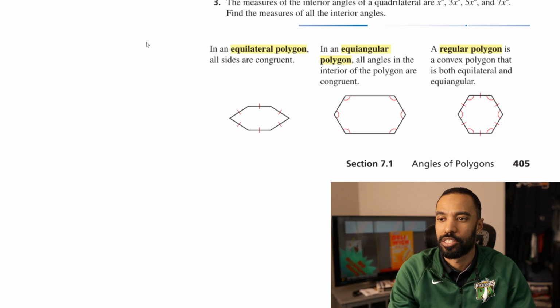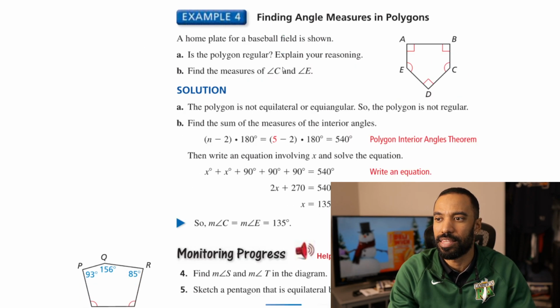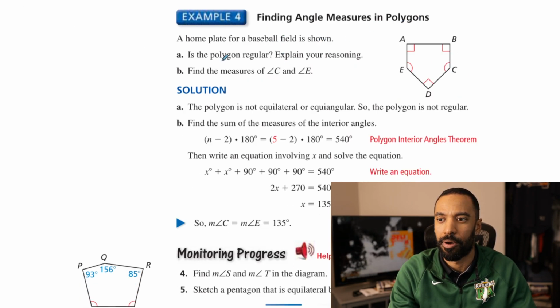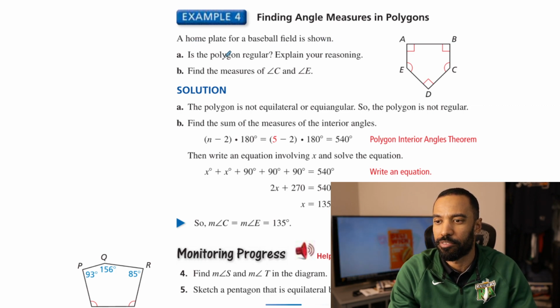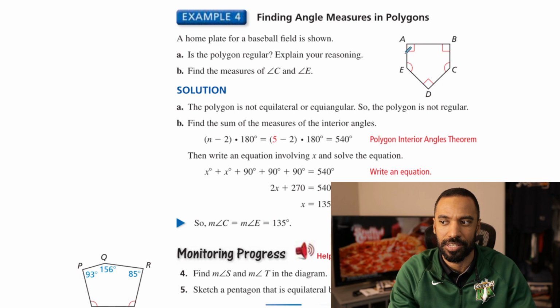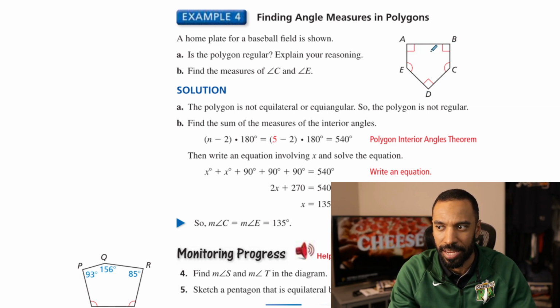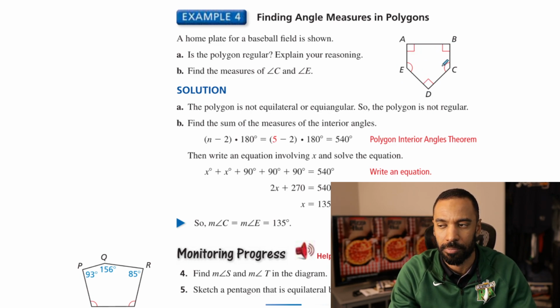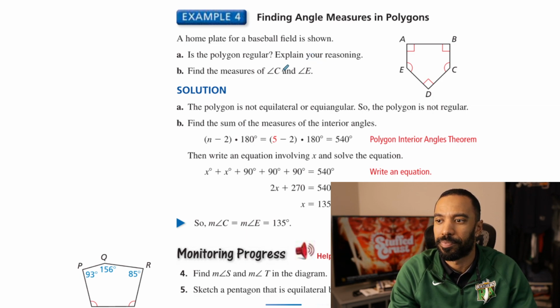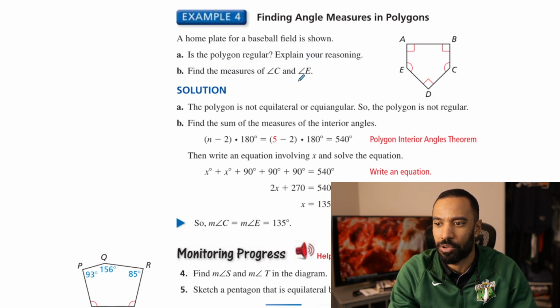Okay, let's go ahead and move forward. Let's find the angle measures in more polygons. A home plate for a baseball field is shown. Is it regular? Explain your reasoning. It's not regular because it doesn't have equal angle measures. Some are 90-degree angles drawn by the right angles and some are not. Anyway, find the measures of angle C and angle E.